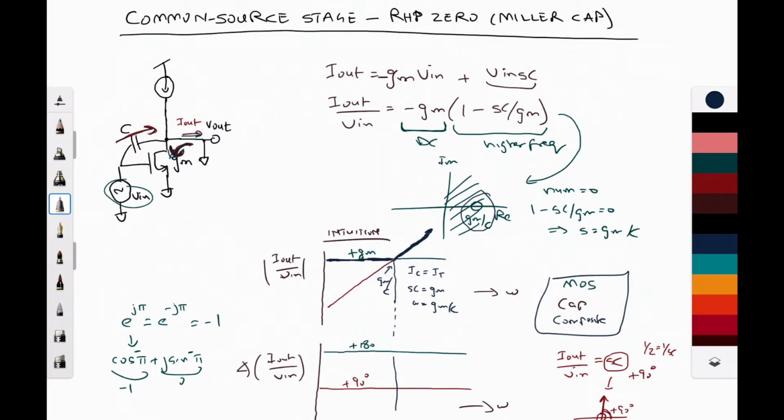Now what does the phase look like? Well, the phase is going to do the same thing. At low frequencies, it's going to follow the MOSFET, and at high frequencies, it's going to follow the capacitor. And then at this corner frequency, that's where it transitions. The total difference is 90 degrees, and at the corner frequency it's 45 degrees.